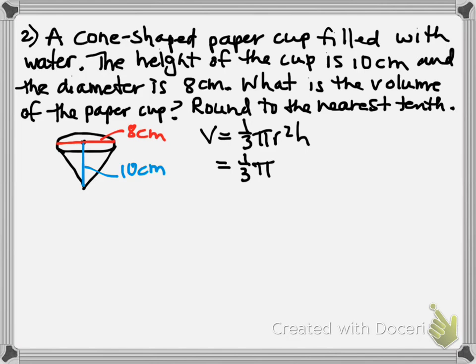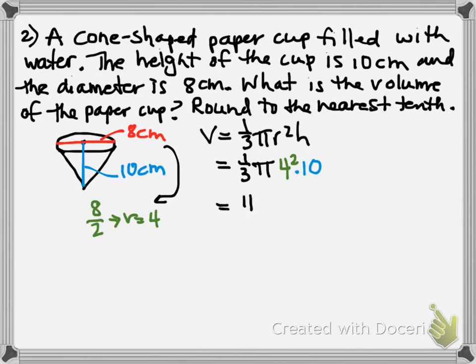So they gave me a diameter, so the first thing I'm going to have to do is turn it into a radius. So if I cut the diameter in half, that gives me the radius is 4 centimeters. So we're going to square 4, and then multiply it by the height of 10. Now notice in this problem, we do not have anything that 3 can go into. So we're going to calculate everything in the numerator, get an answer, and then the last thing we're going to do is divide by 3.